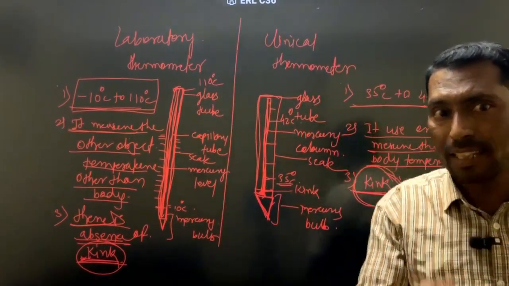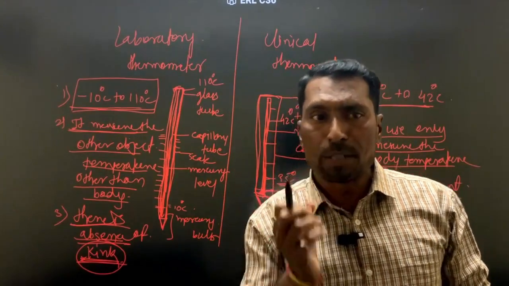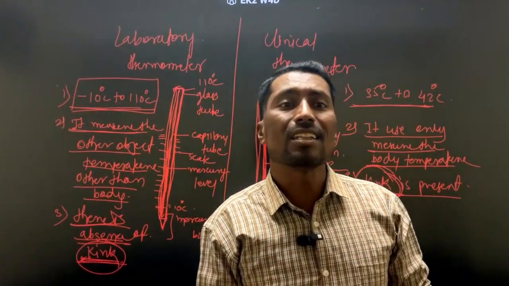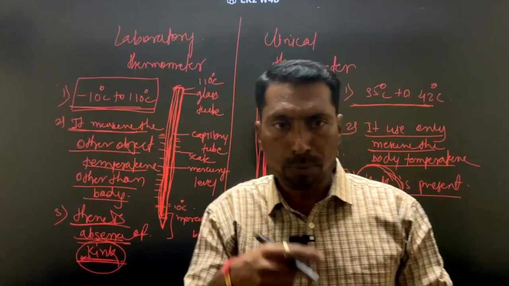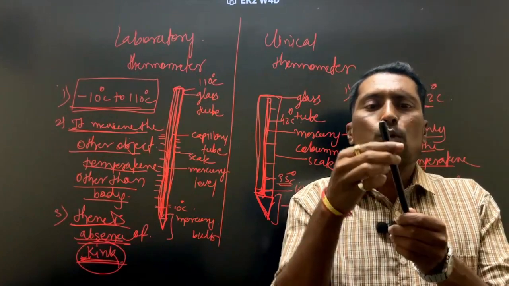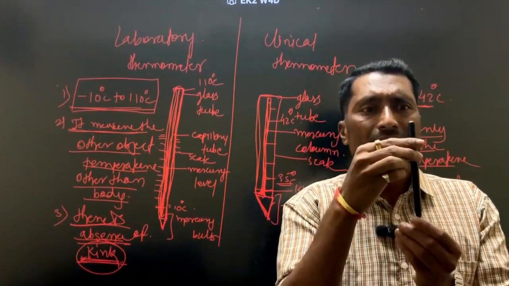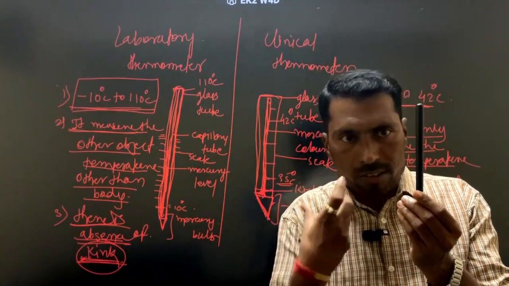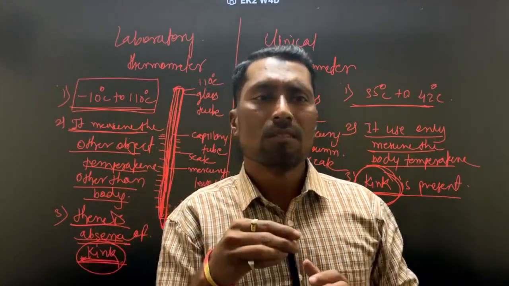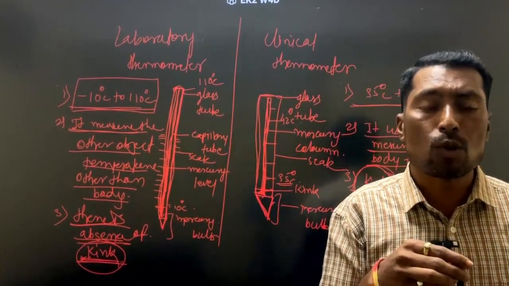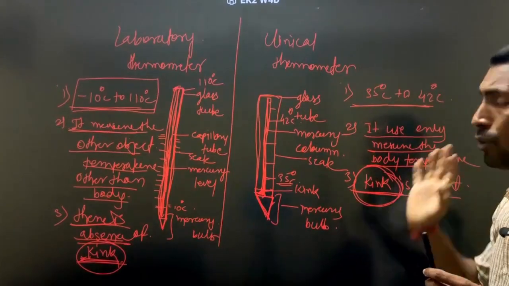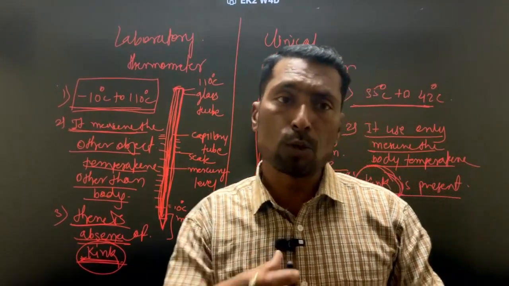The function of the kink is this: when we measure the body temperature, it can be measured when we put the clinical thermometer below the tongue. Below the tongue, we place the clinical thermometer. After that, we remove it, hold it vertically, and measure the reading on the clinical thermometer. What is the exact measurement range? It starts from 35 degrees Celsius to 42 degrees Celsius. Below the tongue we have to keep it.